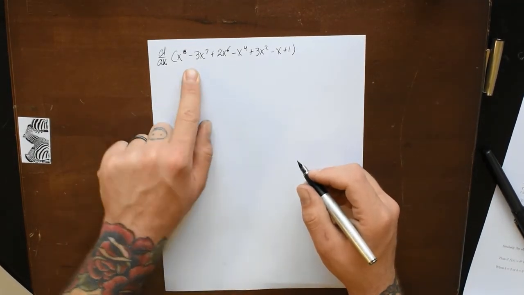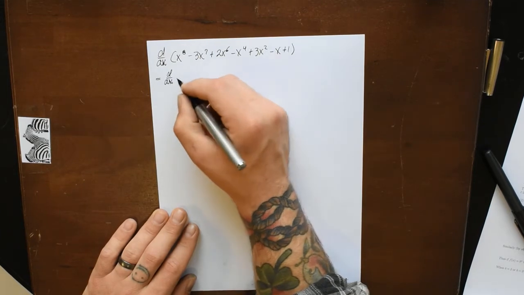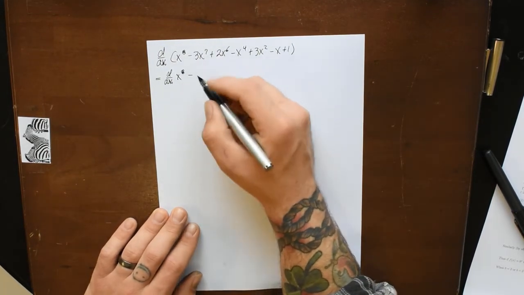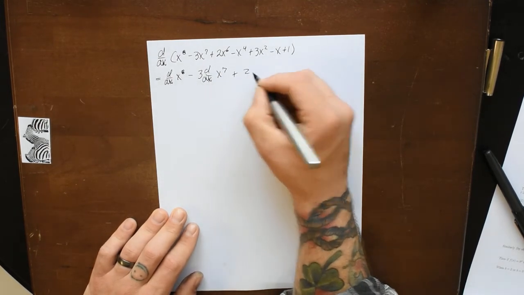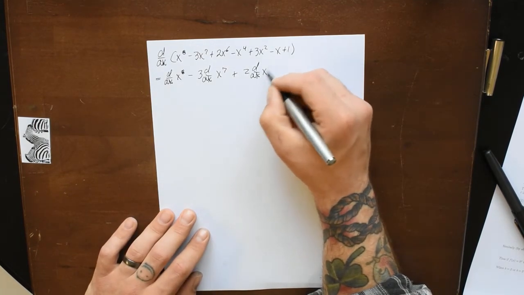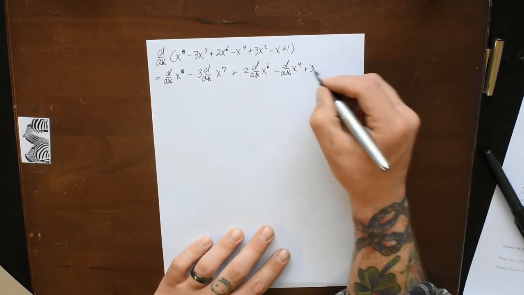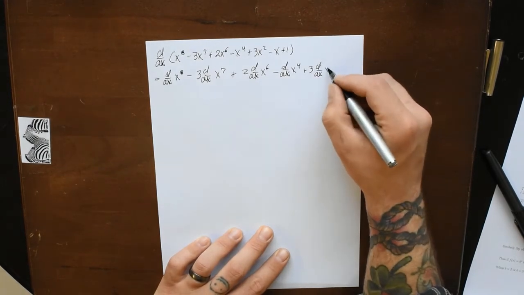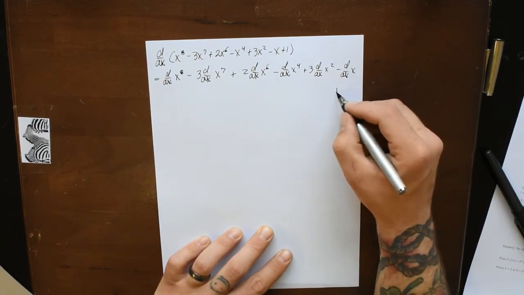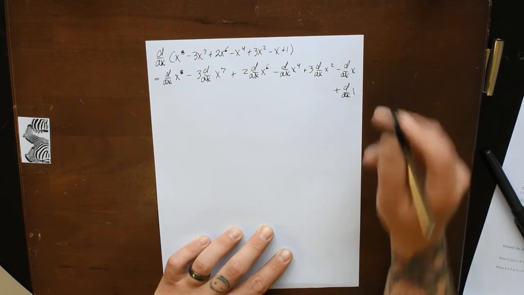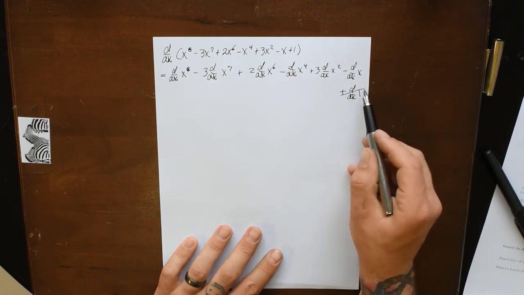So, derivatives distribute across addition and subtraction. So we can think of this as the derivative with regards to x of x to the 8 minus, I'll call it 3, derivative with regards to x of x to the 7th plus 2, derivative with regards to x of x to the 6th minus derivative with regards to x of x to the 4th plus 3, derivative with regards to x of x squared minus derivative with regards to x of x, and then I ran out of space, plus derivative with regards to x of 1. Well, derivative with regards to x of any constant is equal to 0.